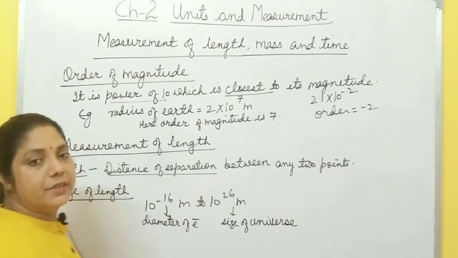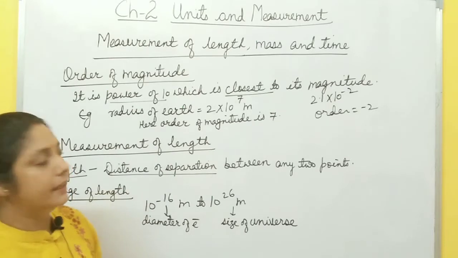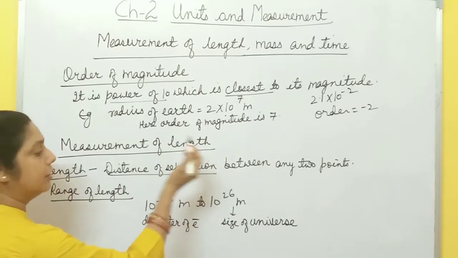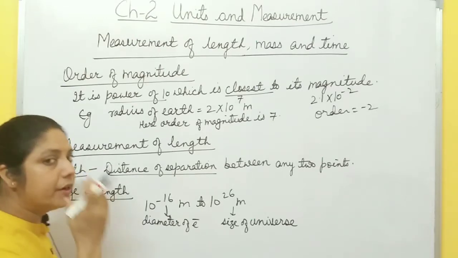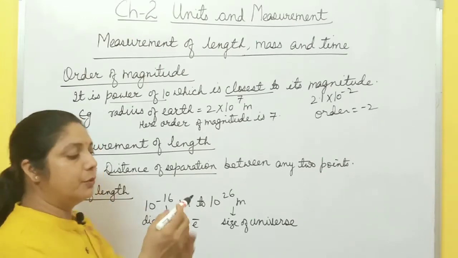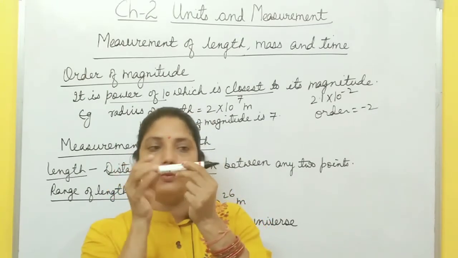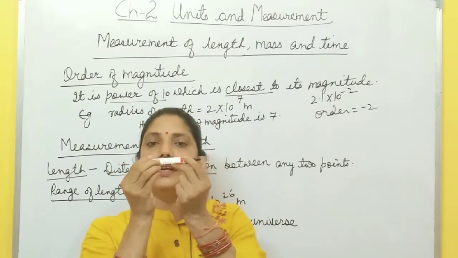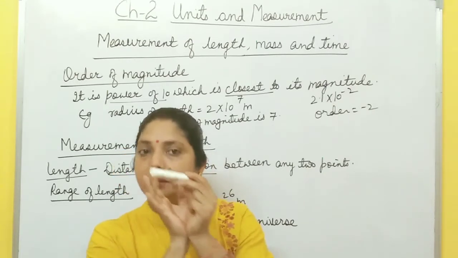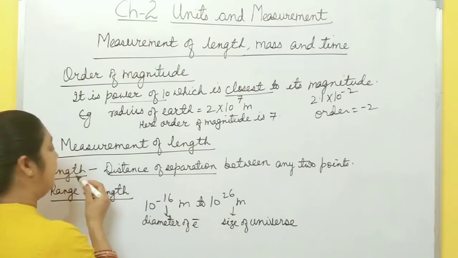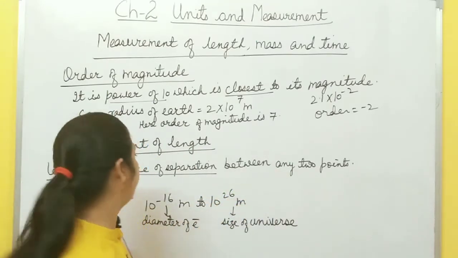Now I am going to start today's topic, that is measurement of first length, then mass, then time. So first, measurement of length. Now first thing is, what is this length? What is the concept of length? Suppose I have this marker. This side is at this point and this side at this point. So distance between these 2 points is what? Length of the marker. So you can write length is distance of separation between any 2 points, right?